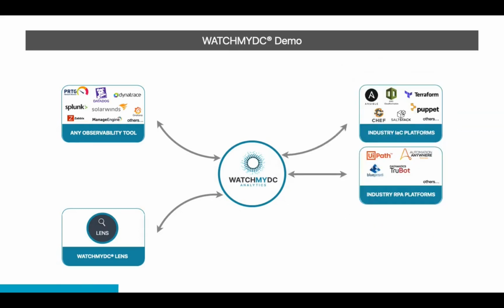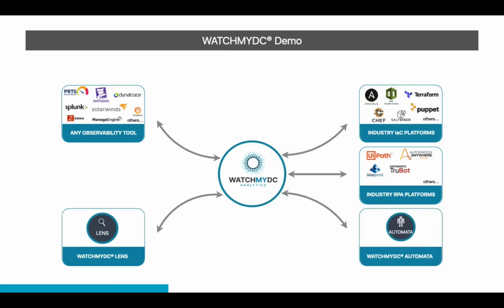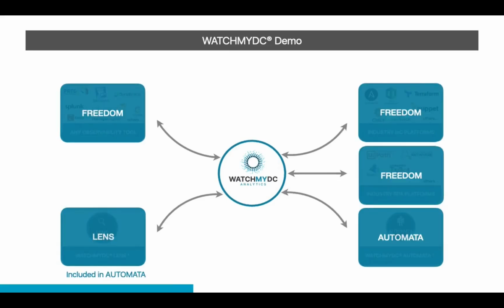Watch My DC also integrates with most of the industry-known IAC, infrastructure as code, and RPA, robotic process automation tools. The list of integrations is growing and updated all the time. Watch My DC also offers Watch My DC Automata Solution, which is a native IAC platform powered by Ansible to integrate with any third-party observability, IAC, and RPA tool.